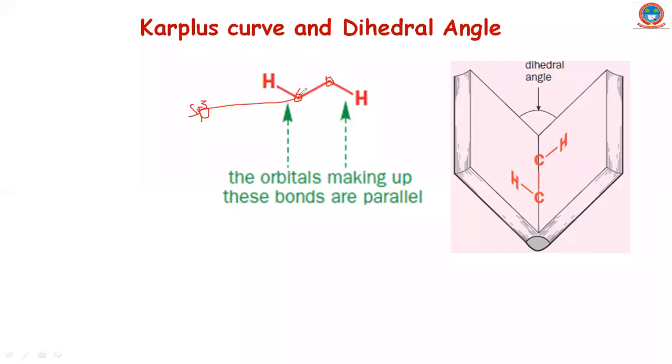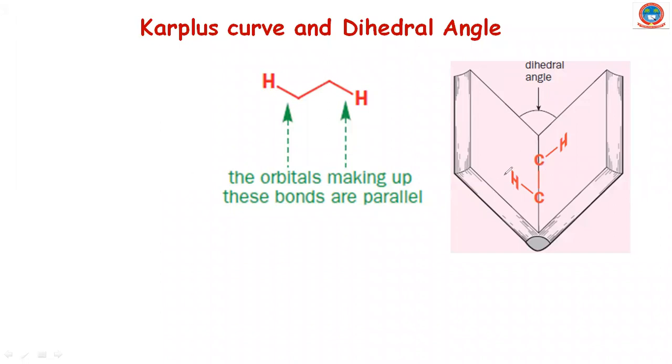If you draw like this, they are parallel, yes, they are parallel to each other. So when the bonds are parallel to each other on adjacent carbons, such bonds are called a bond angle of 180. You see, this is the carbon-carbon bond, with one hydrogen on this side and one on this side. These are parallel bonds, and the angle between these hydrogens is called the dihedral angle.